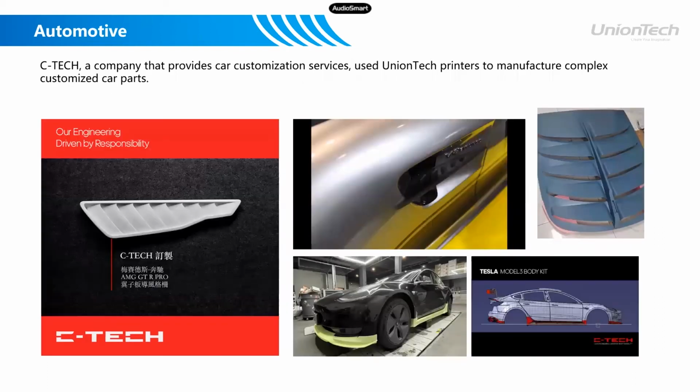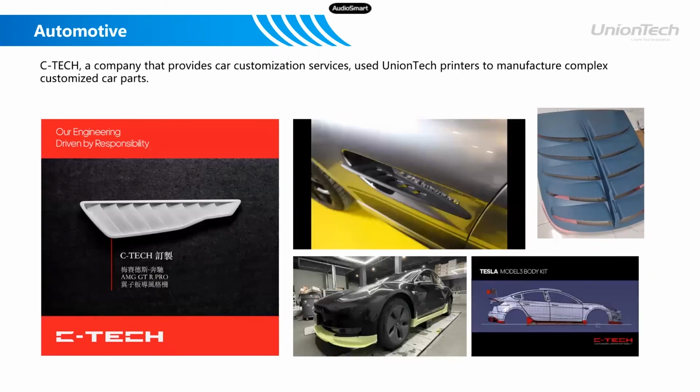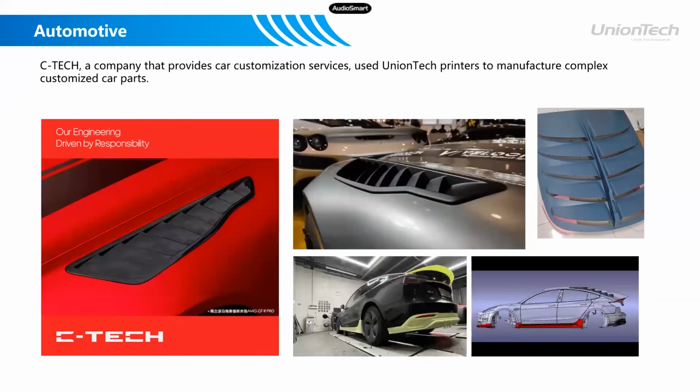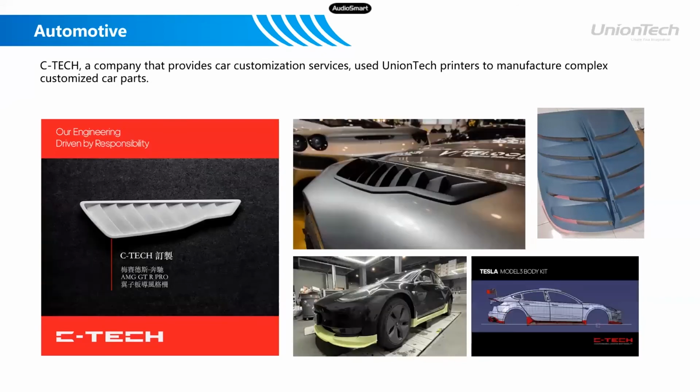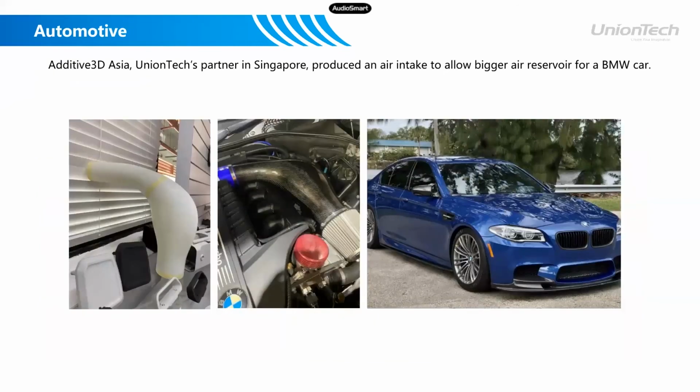This is another case of automotive. CTech is a Chinese company that provides customized car services. They also use UnionTech to manufacture complex customized car parts. And a third example for automotive is a customer in Singapore called Automotive 3D Asia. They produce an air intake to allow a bigger air reservoir for a BMW car, as you can see in the left pictures.